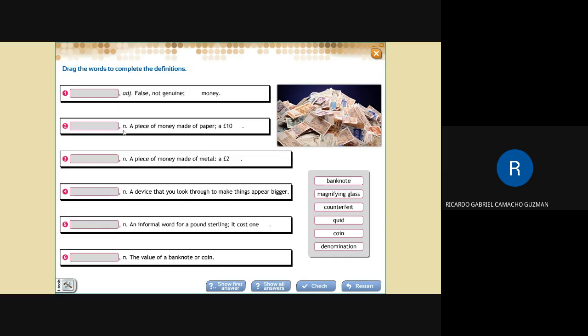In the case of the noun, it is the name that is given to an object, to a person, to an animal, or anything that has a name. That's why it has an N, because it is N for noun, right? So first of all, we are going to start with the first word that we have here, that is an adjective. And it means that it is false, not genuine, and it is related to money. So what do you think is the word that goes in here? What do you think it is, guys? Check out the words that you have there. You have banknote, magnifying glass, counterfeit, quid, coin, or denomination.